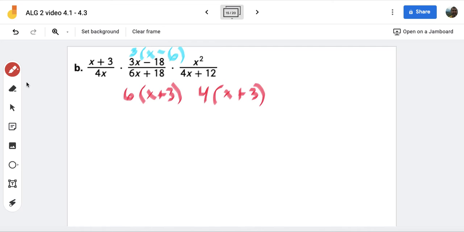All right. Let me change colors. This x plus 3 cancels with this x plus 3. And I have a 4x, so let me get rid of this x with one of those. All right, what else do I have? I have a 4 down here and a 3. A 4, a 3, an x minus 6, and an x. Oh, I have a 4 down. I don't think that's going to factor. I'm going to write this one out: 3x times x minus 6.